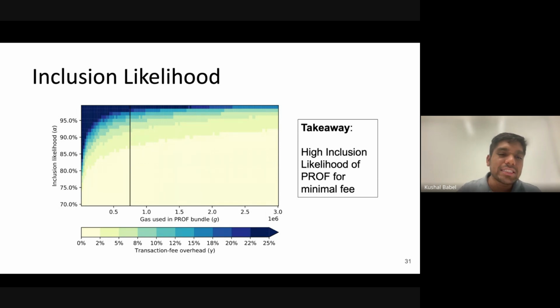And as you can see, as more and more transactions go through PROF, the overhead for the same inclusion rate goes down. So for the same inclusion rate, you have to pay less and less fee because essentially you have larger and larger flow going through PROF. So in some sense, they have more collective bargaining power.